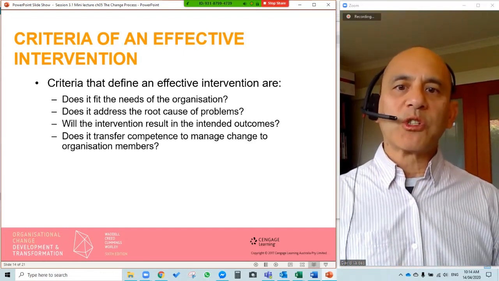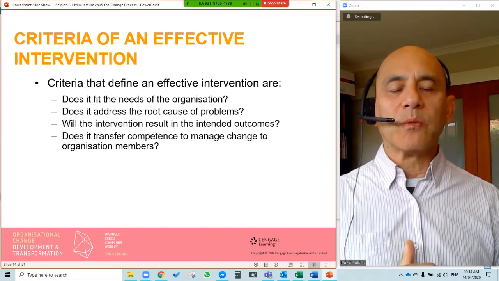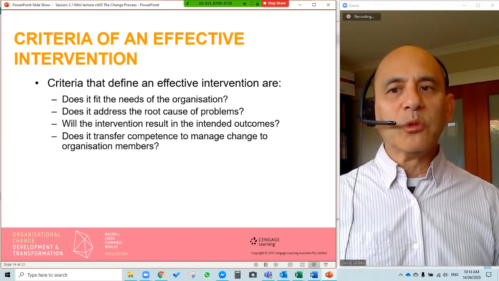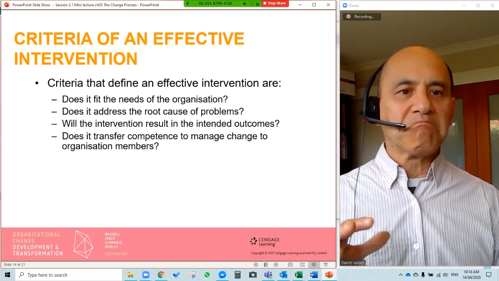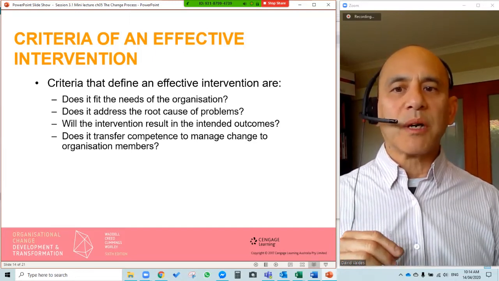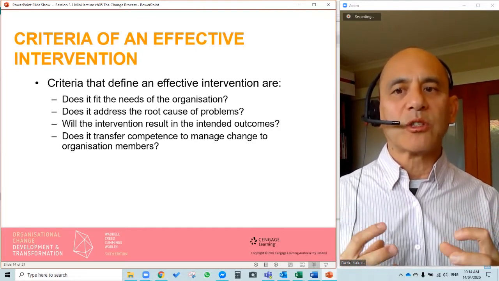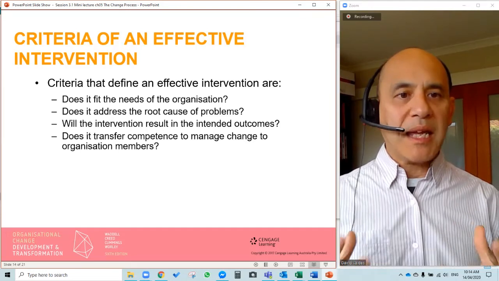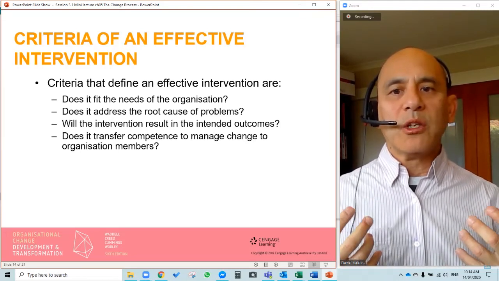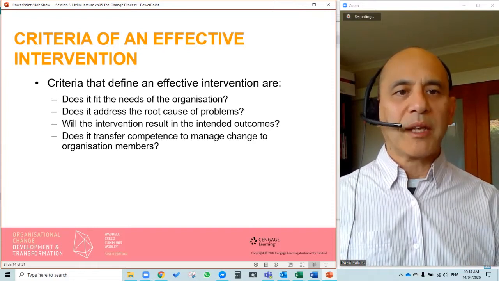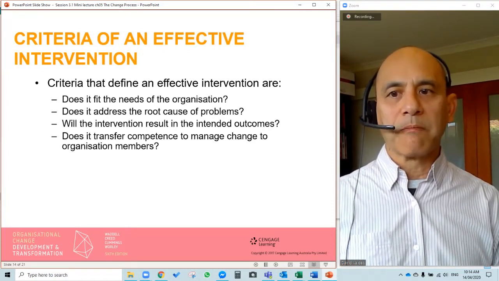Will the intervention result in the intended outcome? So, for example, you can do team building. Will it improve the relationship within the team? Then that's a big question mark. You can get them to come together and try to get their relationships to improve, but it may not be successful. So you need to measure whether, in fact, this intervention resulted in better relationships within the team.